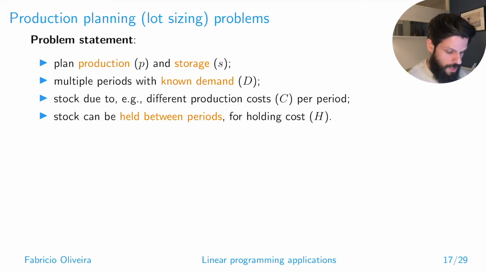And of course, in order to keep a stock, we have to pay for it. So we have to take into account this trade-off of how much to produce today and hold to sell later, or just sell later on. Okay. So basically the process goes like this.